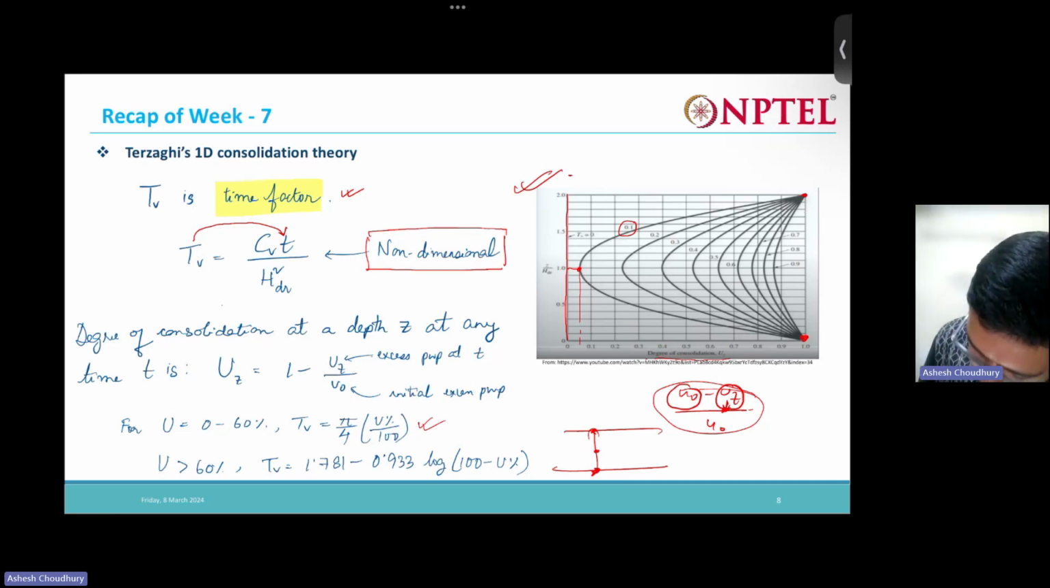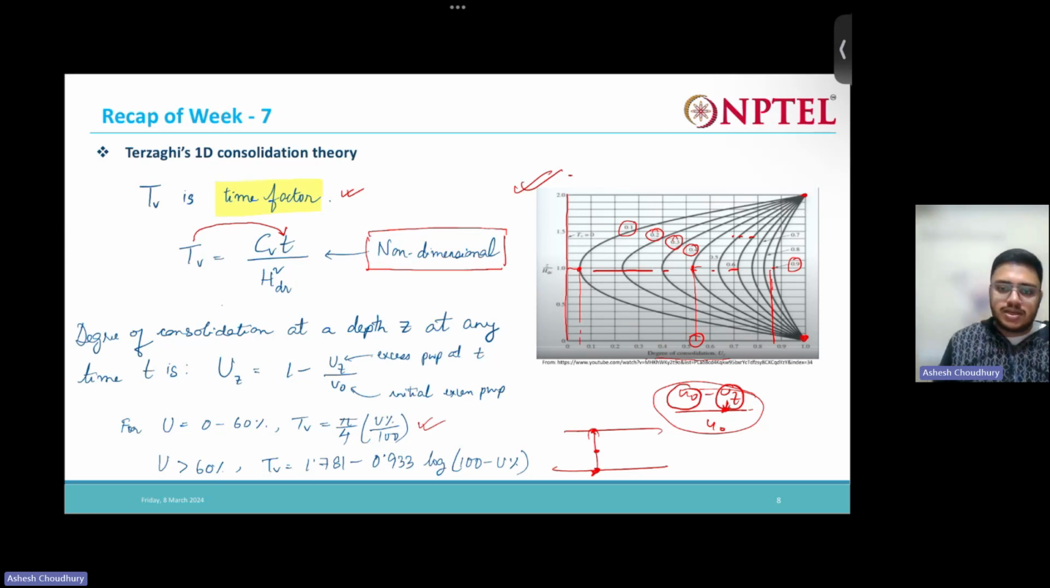As time increases, that means as the time factor is increasing, we can see that the degree of consolidation is also increasing at the middle portion. Finally, for time factor equal to 0.9, at the middle almost 90% consolidation has occurred. So with increase in time factor, the degree of consolidation at all the points is also increasing.